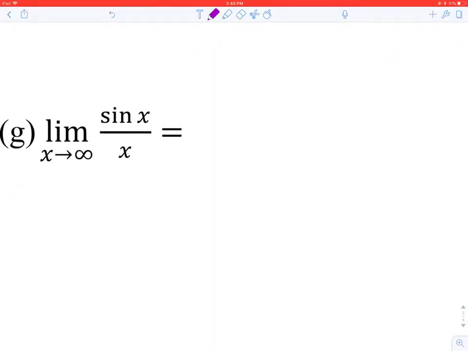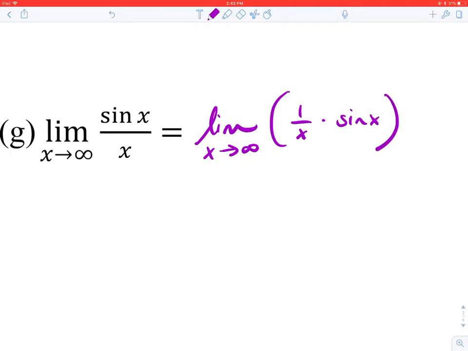Okay, so to determine this next limit, you could always graph sine of x over x to see what the function's doing as x approaches infinity, but I asked us to not use the graphing calculator here. So another way to write sine of x over x is 1 over x times sine of x. Then if we think about using the limit laws, I can rewrite this as a product of two limits.